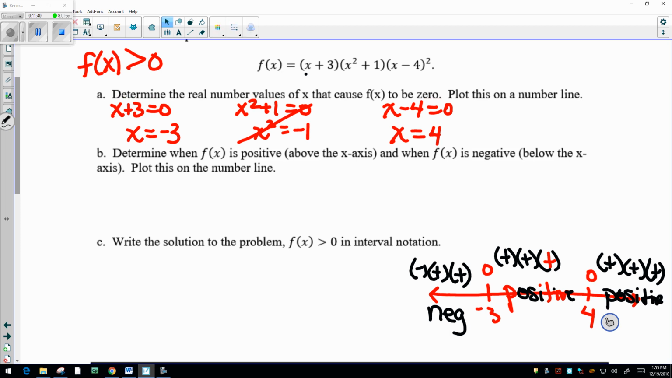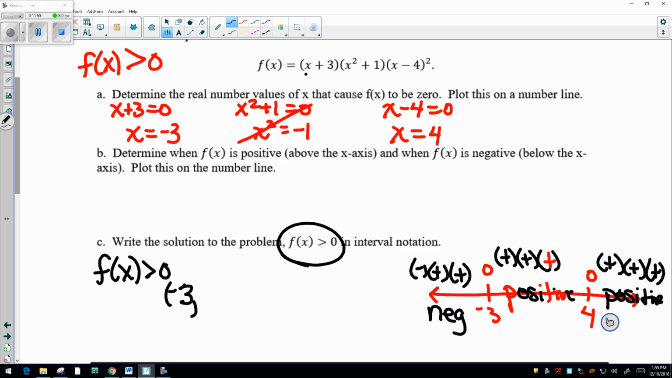So if I want to write the solution now to this problem, it's saying tell me when the function is greater than 0. In other words, where it's positive. All right, so we're going to write this in interval notation. So where is this greater than 0? Well, it starts at negative 3, but it can't include negative 3 because that's actually equal to 0. And it goes out to 4, but again, it can't include 4 because that's equal to 0. And then on the other side of 4, it's also going to be positive.